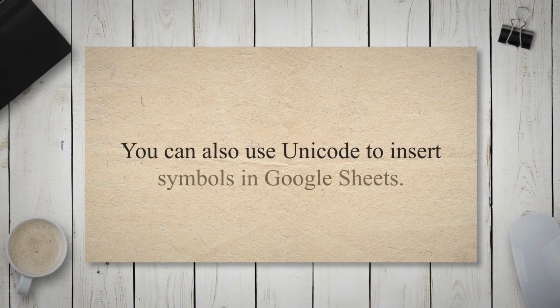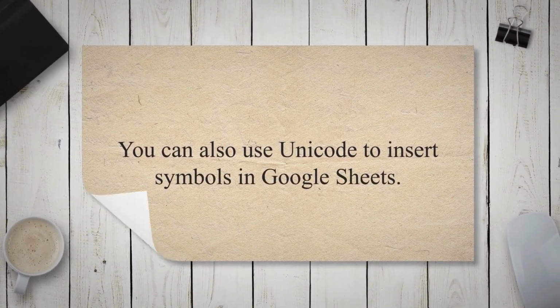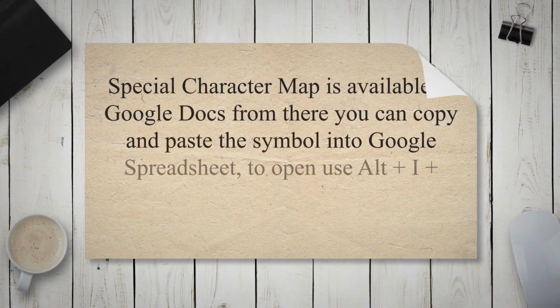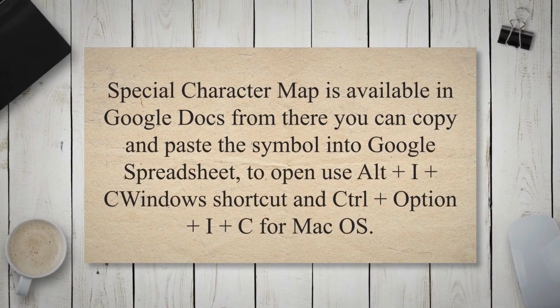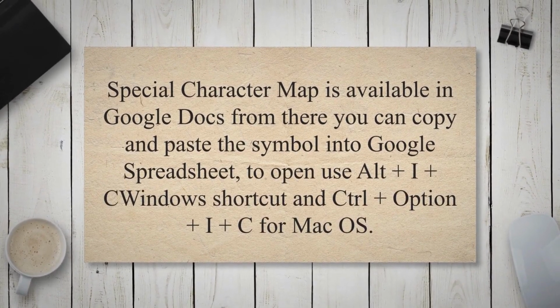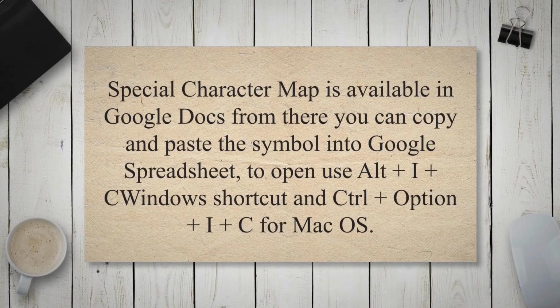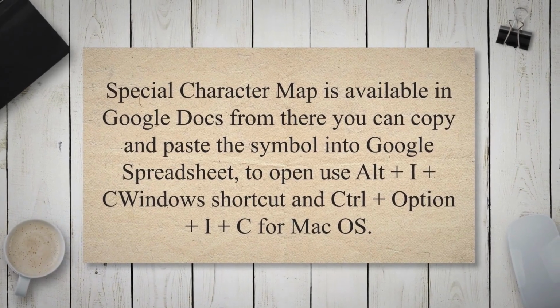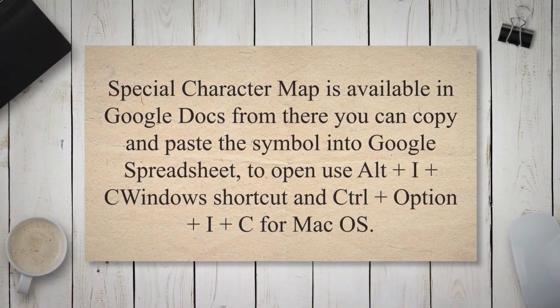You can also use Unicode to insert symbols in Google Sheets. The special character map is available in Google Docs. From there you can copy and paste the symbol into Google Spreadsheet. To open it, use the Alt+I+C shortcut on Windows and Ctrl+Option+I+C for Mac OS.